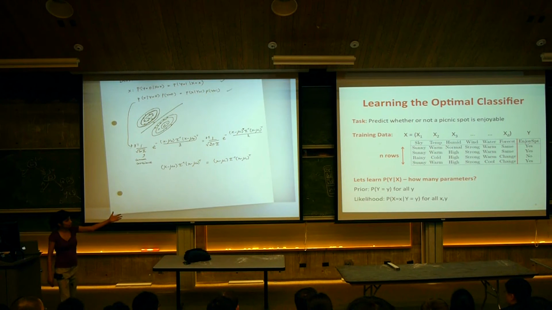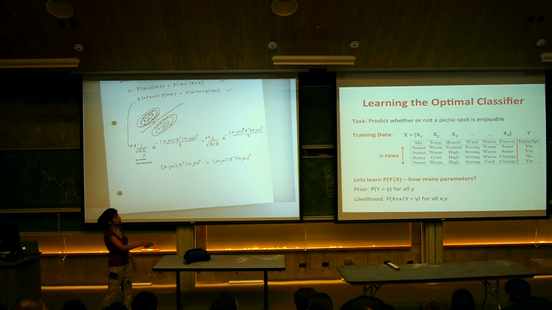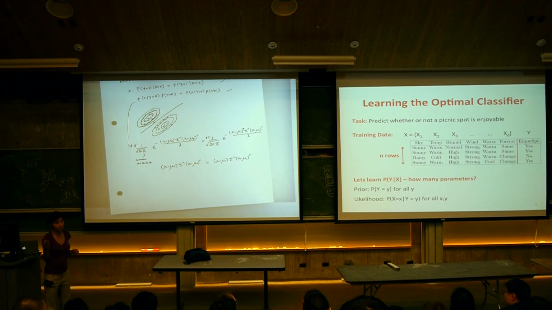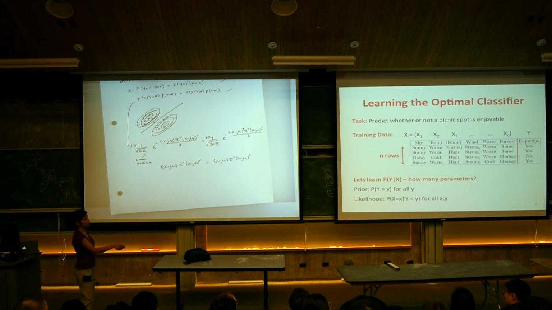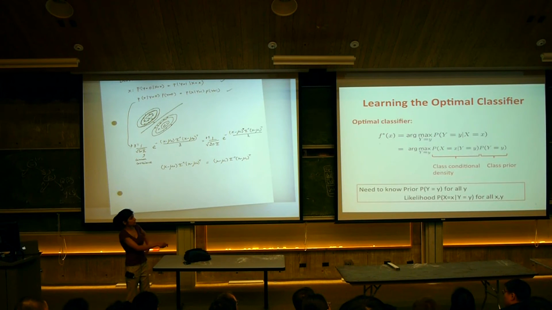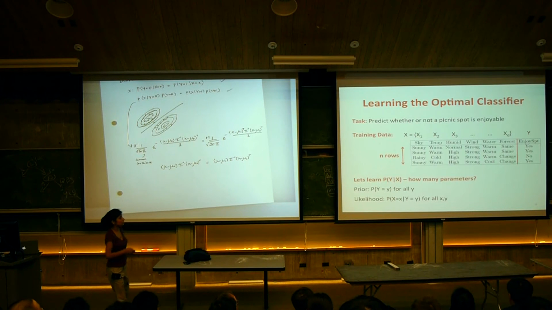And you can collect a bunch of such data. So we can have n such examples, which say what the setting for these features was, and whether the spot was enjoyable or not. So now let's think about how many parameters we need to estimate to learn. Well, to learn the Bayes optimal classifier, we need to learn P of y given x, or these 2 things, right? How many parameters do we need?